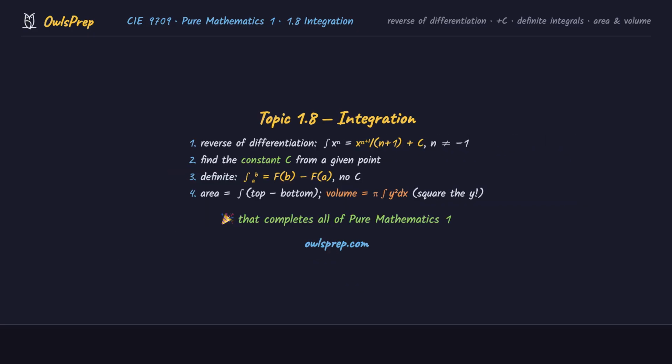So that's topic 1.8, integration, in 4 ideas. 1. Integration reverses differentiation. The integral of x^n is x^(n+1) over n+1, plus c, with n not equal to -1. 2. Use a known point to pin down the constant of integration. 3. A definite integral from a to b equals F(b) minus F(a), with no c. 4. Use definite integration for area between a curve and an axis, or top curve minus bottom curve. And for the volume of revolution, pi times the integral of y², never forgetting the square.